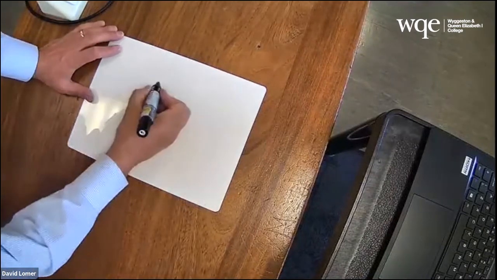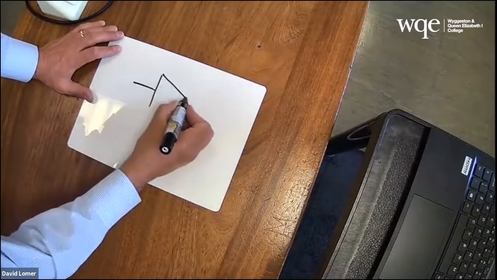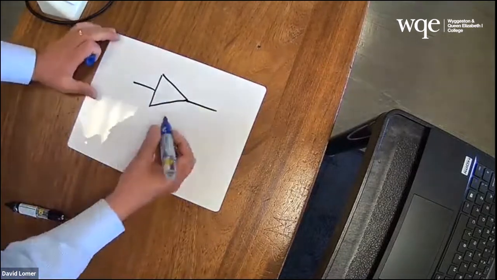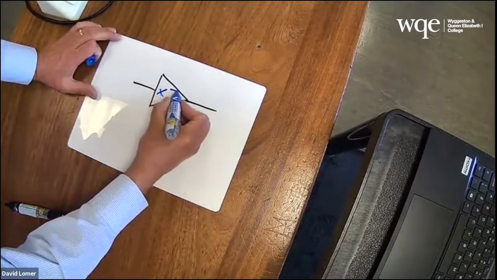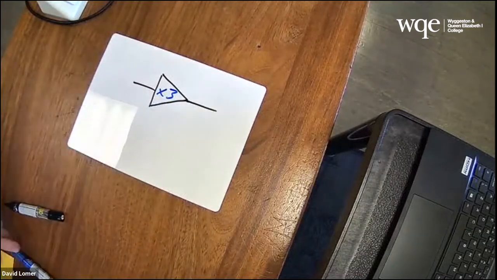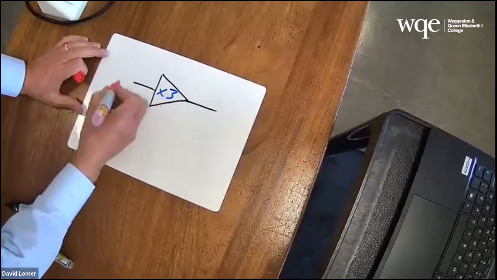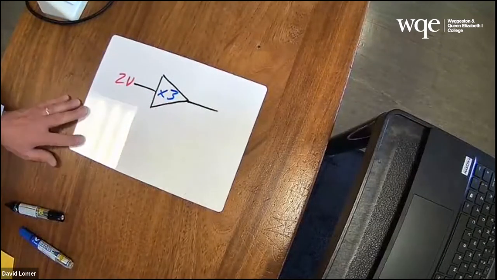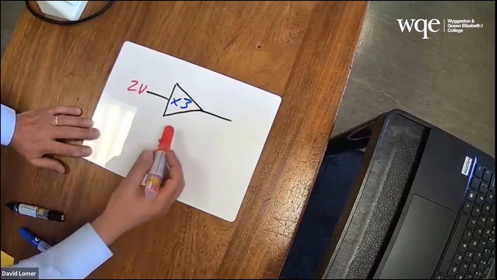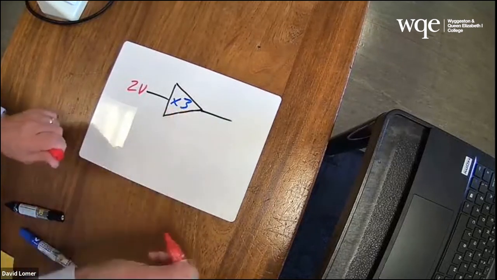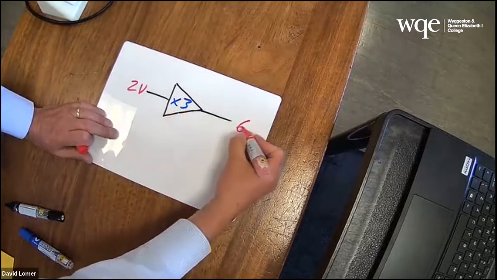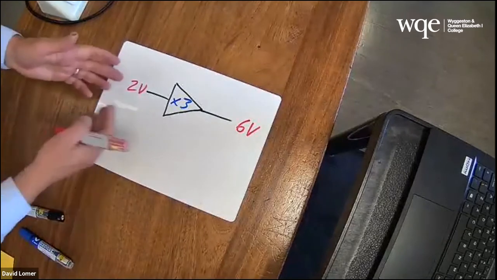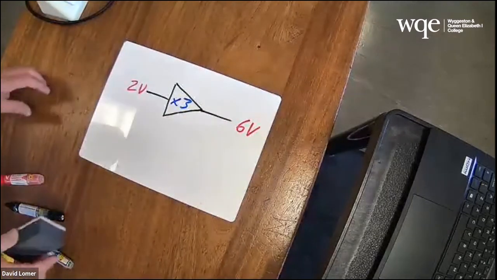So if I have an amplifier, so that's a symbol for an amplifier. And let's say it's got a gain of 3. So that means it multiplies the input by 3. So if the input is 2 volts, then we multiply that by 3 to get a total gain of 6 volts. And that's the sort of principle of an amplifier.